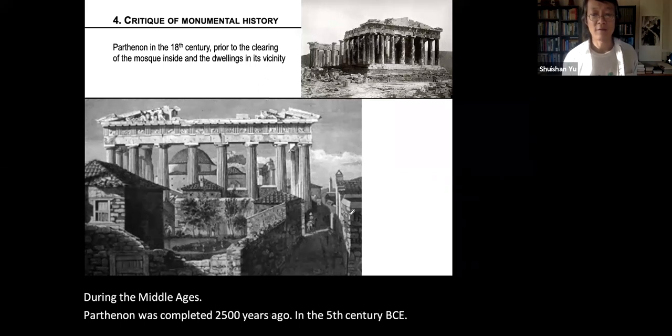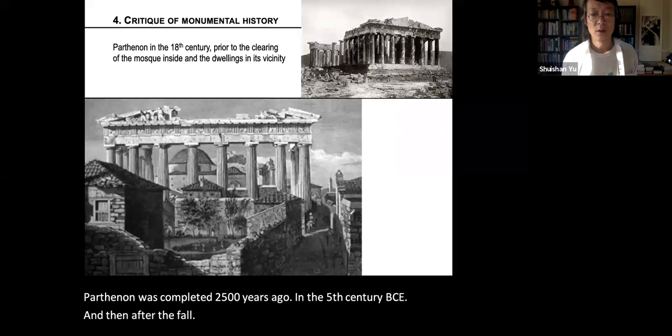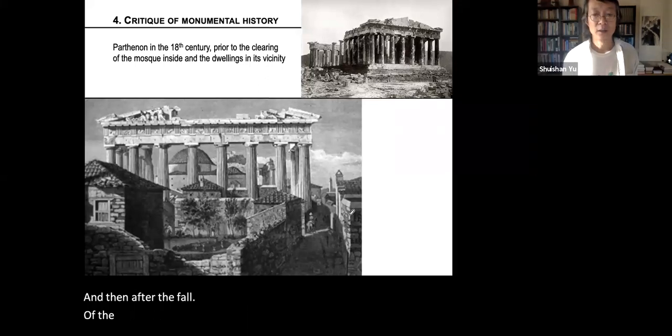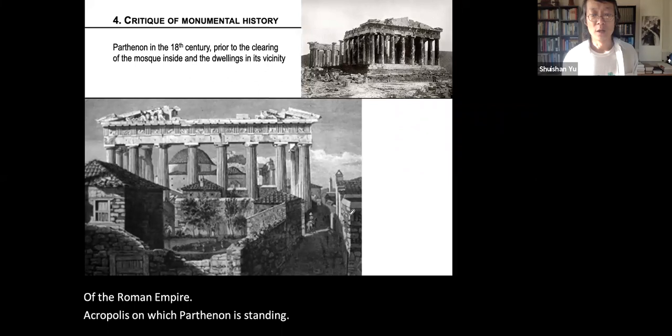And then after the fall of the Roman Empire, the Acropolis on which the Parthenon is standing was transformed into a church. And then after the Turks took Athens in the 15th century, they turned the small church into a mosque.